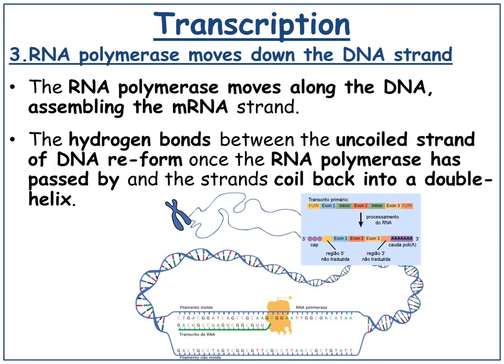3. RNA polymerase moves down the DNA strand. The RNA polymerase moves along the DNA, assembling the mRNA strand. The hydrogen bonds between the uncoiled strand of DNA reform once the RNA polymerase has passed by, and the strands coil back into a double helix. So you can see here it's unwound. As it actually transcribes that part, it will rewind up to form the double helix again behind it.